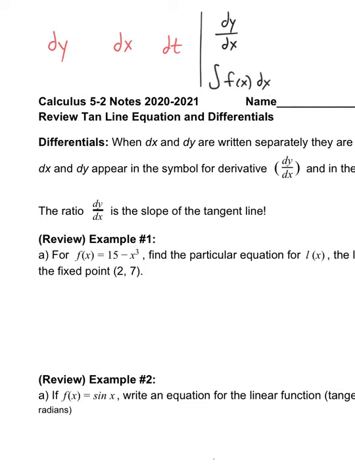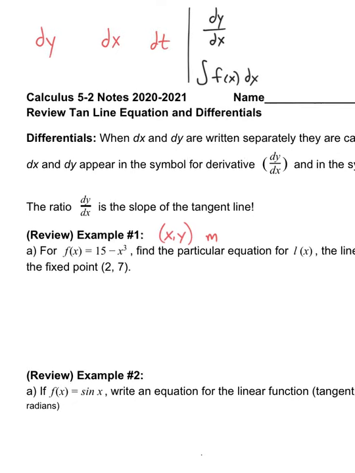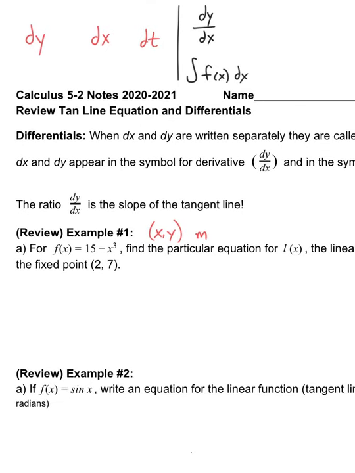All right, we're going to review how to find the equation of a tangent line. Remember, to write an equation of a tangent line, you need an x and a y, an xy point, and you need an m, slope. If you have those three things, you can write the equation in point-slope form. Let's review point-slope form.